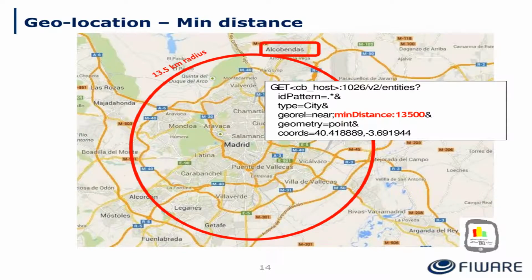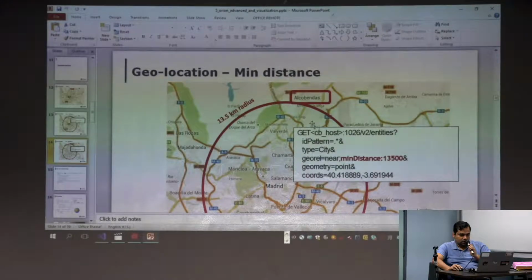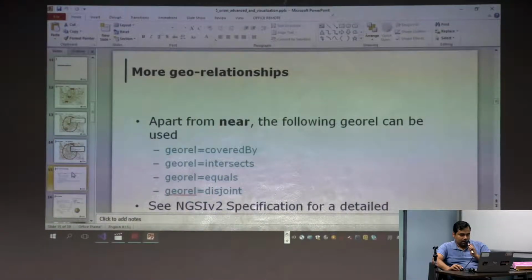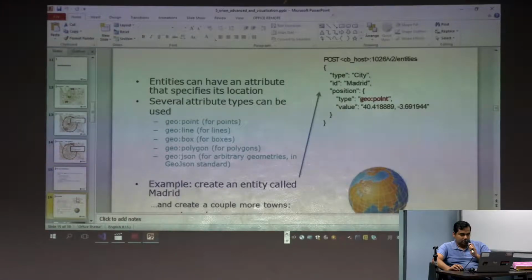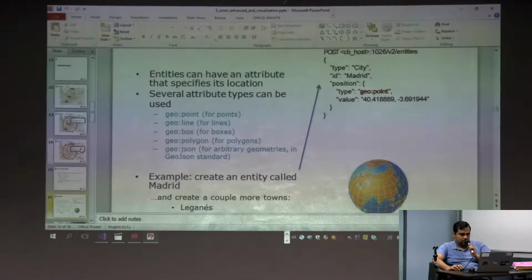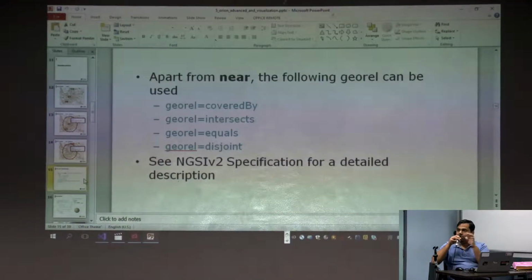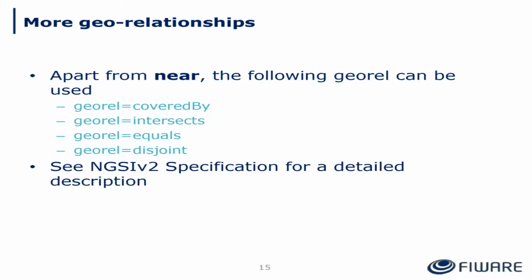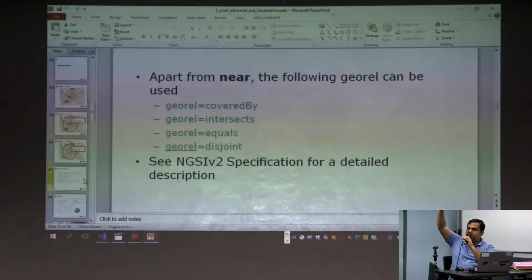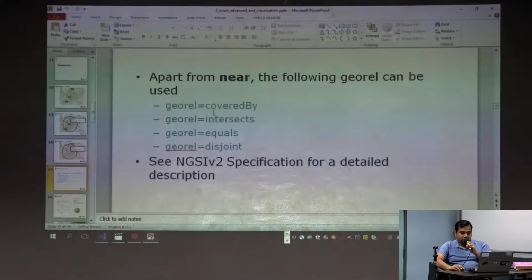So similar to that, I can have georel equal to near. I can have georel equal to far, which is like outside that circle, just outside the circle. There are a lot of options, like you could have coveredBy. You could have intersects. You could have disjoint. So let's say you have a geographical region, and you would like to see all the points which intersect that region. So you could apply a query like that. Or all the possibilities in set theory, you can use coveredBy, intersects, equals, and disjoint.